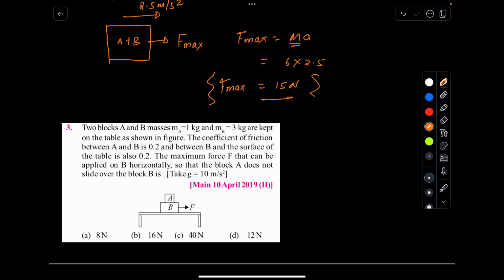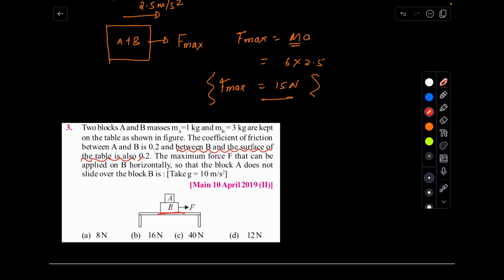It appeared in 2019: two blocks A and B of mass 1 kg and 3 kg are kept on the table as shown in the figure. The coefficient of friction between A and B is 0.2, and between B and the surface of the table is also 0.2, the maximum value. Now here there is a twist. Look here, we have solved a simple problem, but here they have given that between this table and B there is a 0.2 friction coefficient.